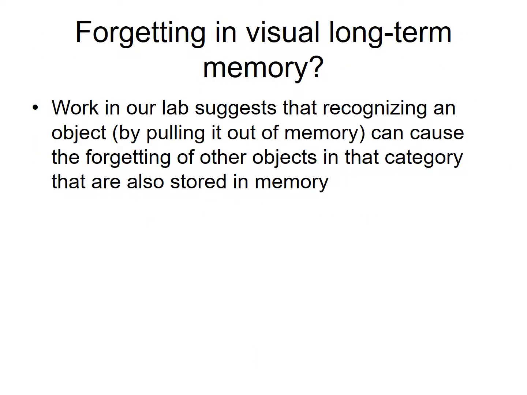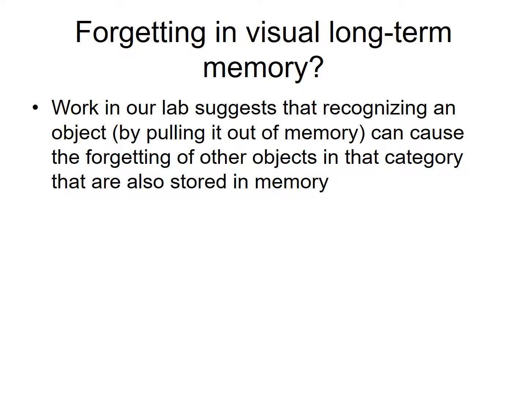Work in our lab suggests that recognizing an object by pulling it out of memory can cause the forgetting of other objects in that category that are also stored in memory. By category, we mean semantic category. For example, a semantic category would be the category dogs or cars or butterflies. If we take the example of butterflies, a blue butterfly would be an object in the overarching category of butterfly. A green butterfly would also fall into this category, and so on.